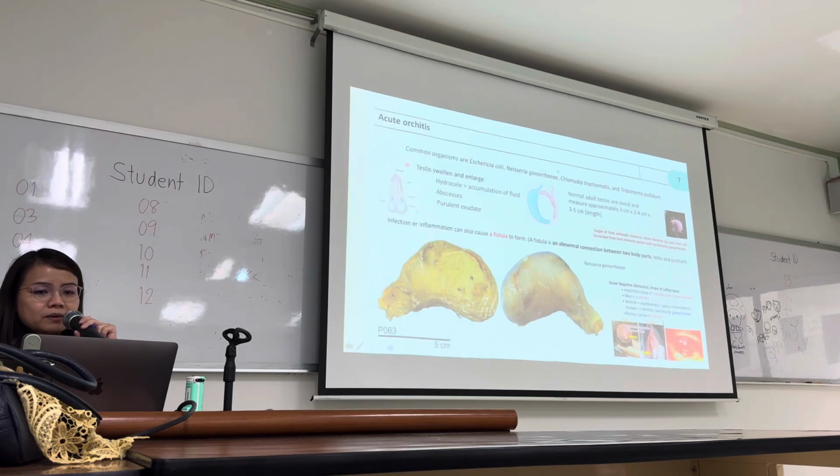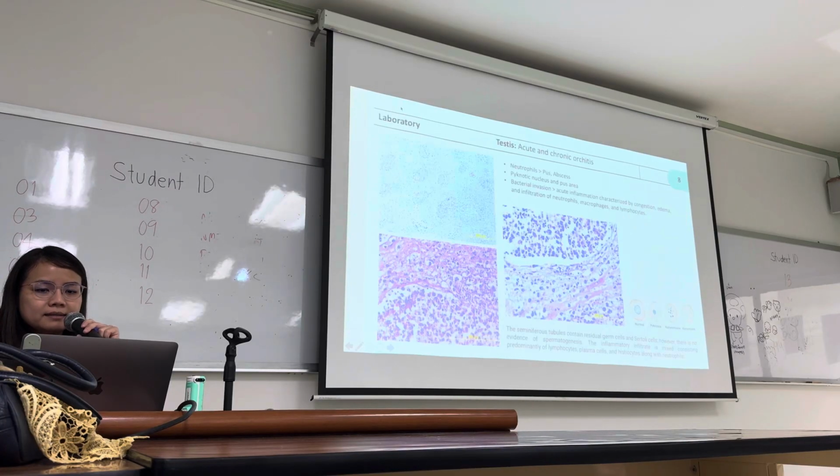When you see pus, you also need to check which bacteria or which microbes are involved. And also sometimes it is Treponema pallidum. This one is syphilis also. That is a cause of acute orchitis.